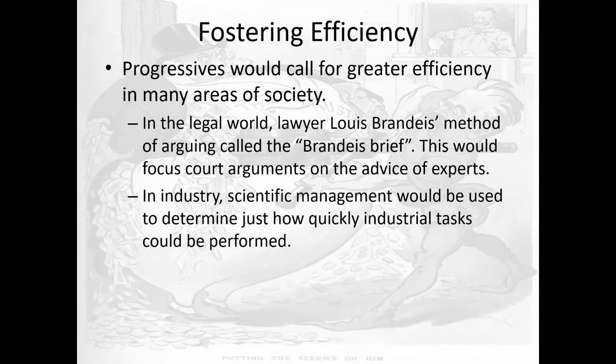In industry, scientific management would be used to determine just how quickly industrial tasks could be performed. Time is money, and tasks could be performed quickly and accurately. That would save a company money.